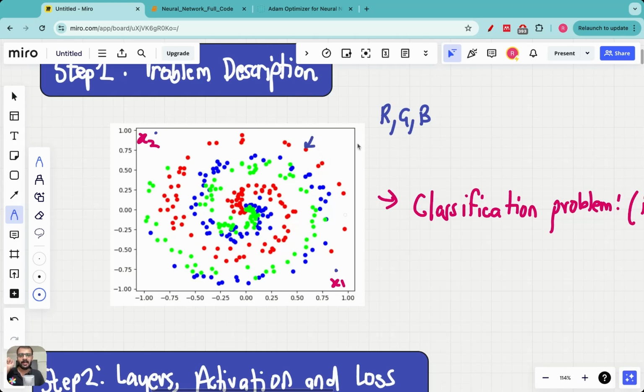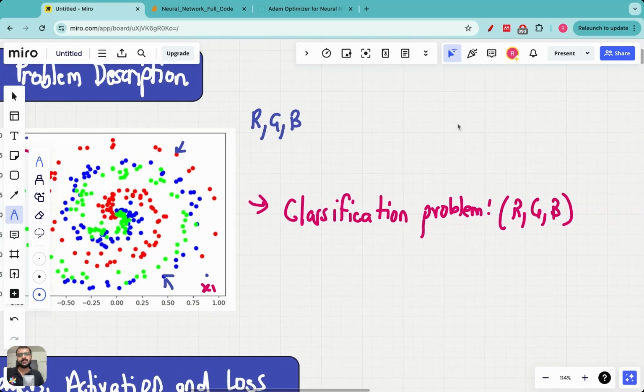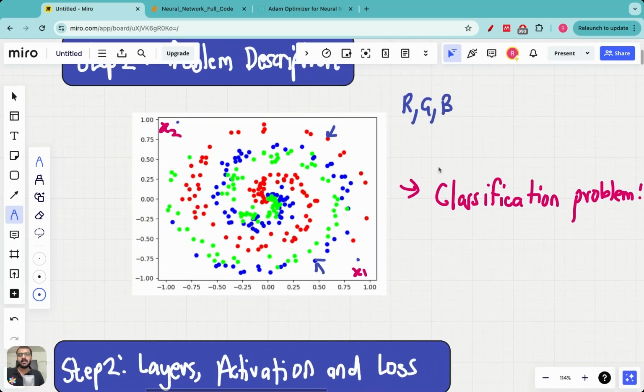For example, this point right here belongs to the red class, whereas this point right here belongs to the blue class. Our main task is to develop a neural network which solves this classification problem. That means our main task is to train a neural network so that when any new data point is given to the neural network, it will correctly classify that point as either red, green, or blue. In this video, our main focus will be on training. I'll make a separate video later for testing on data which has not been seen before.